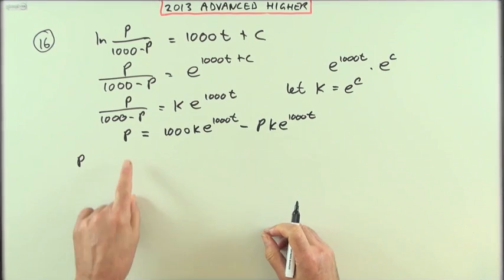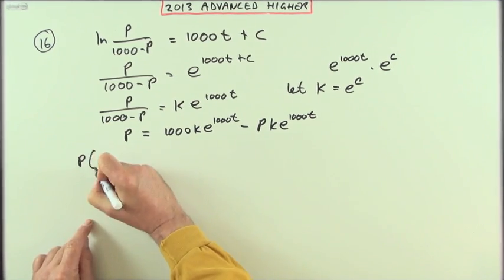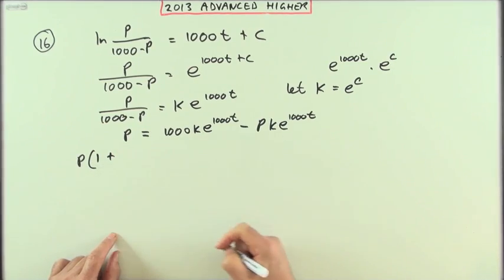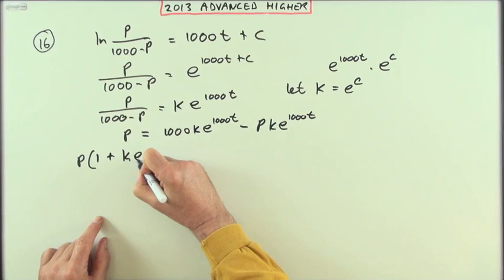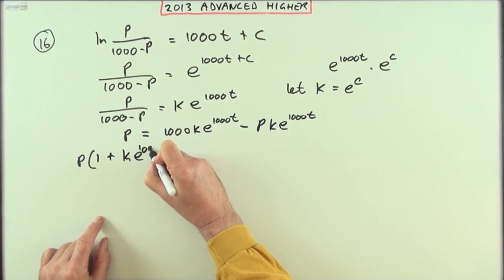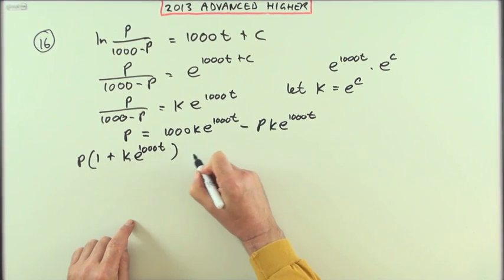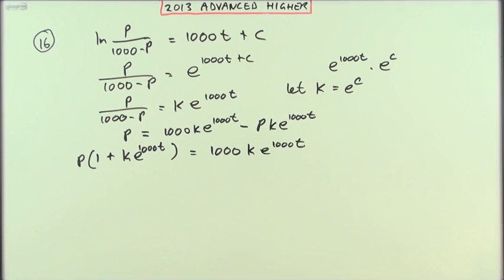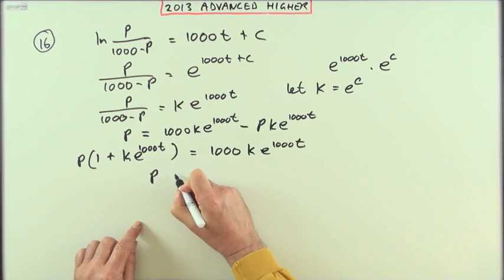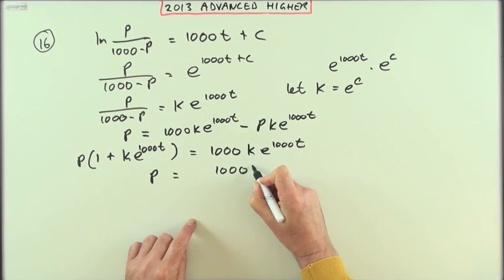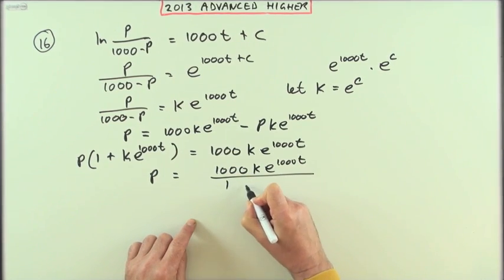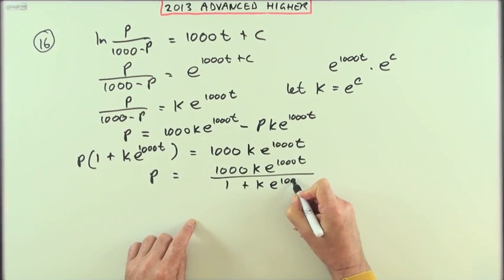At the same time, since it's going to be that plus this term, I'll factorise it as well. So there's the 1 for the one that was there already. Here's the plus for it coming over, and here's the part that was left, k e to the 1000t. That should equal 1000 k e to the 1000t. To be left with p, take that across and divide. So p is going to equal 1000 k e to the 1000t divided by 1 plus k e to the 1000t.